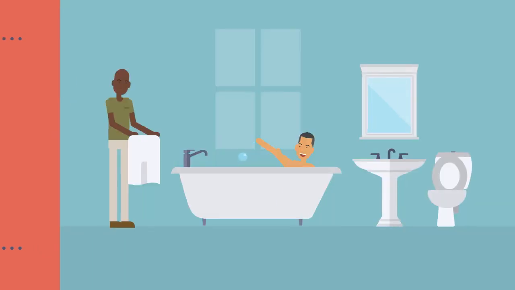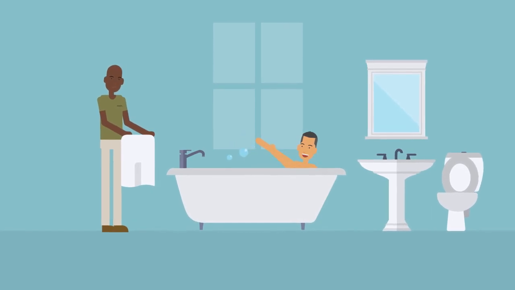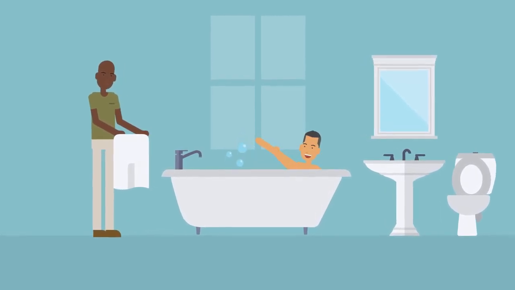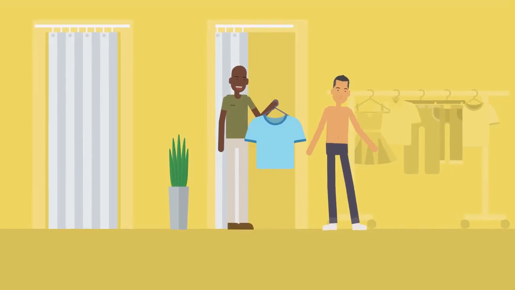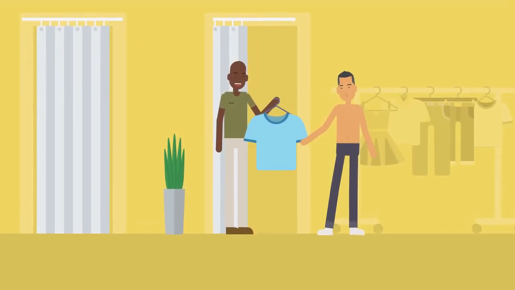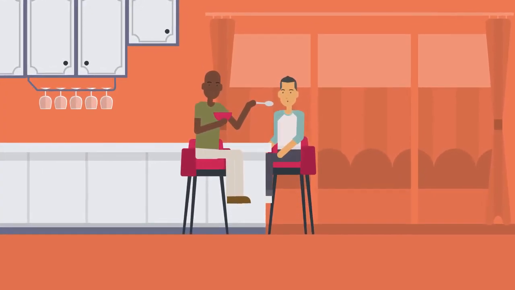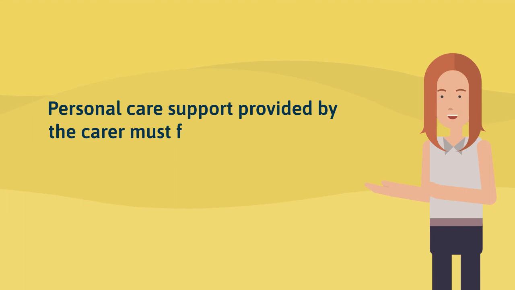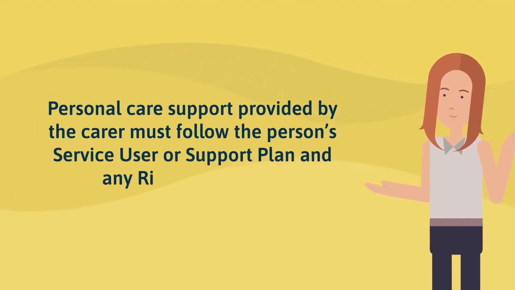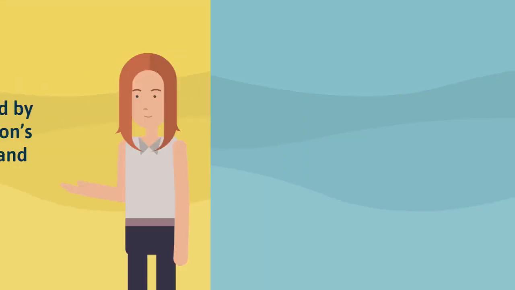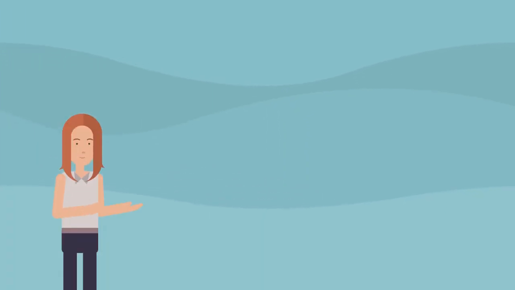Some people will require support from their shared lives carer to meet their personal care needs. This may include support with aspects of daily living, such as washing, using the toilet, dressing, oral care, or eating and drinking. Before providing support, shared lives carers receive information and training that enables them to provide personal care safely and sensitively. Personal care support provided by the carer must follow the person's service user or support plan and any risk assessments. Respectful personal support will include closing doors and knocking before entering, wherever possible, to ensure privacy.